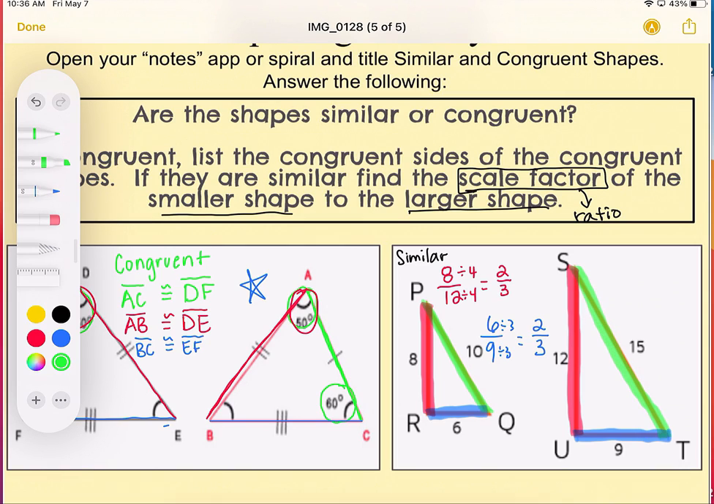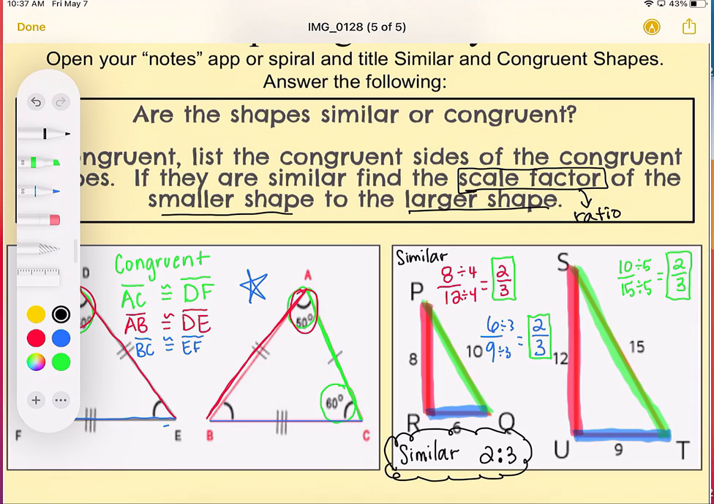So we have 10, and that corresponds to 15 on the larger shape. Both of those are divisible by 5. So we know that simplifies to 2/3. So the ratio is the exact same when we look at our similar sides. They all have the same ratio. So now we can in fact say that these shapes are similar and that the ratio is 2 to 3 when we're comparing the smaller triangle to the larger triangle.